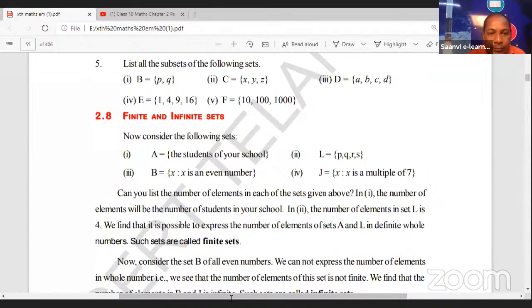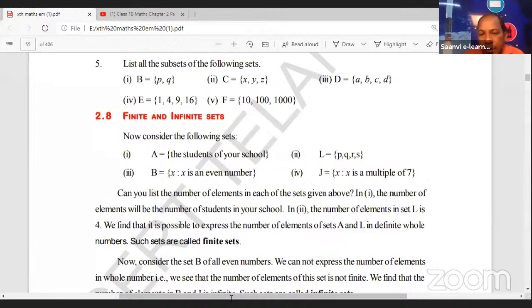Here, see for example, A is equal to the students of your school. So the elements which we can count, it is called a finite set. Finite set is nothing but, in the given set, if it is possible to count the elements, then it is called a finite set. If there is no possibility to count the elements, it is called an infinite set. So here set A is the students of your school. We can count easily, how many students are there in our school? So it is a finite set.